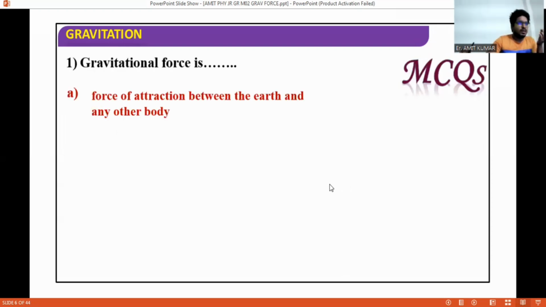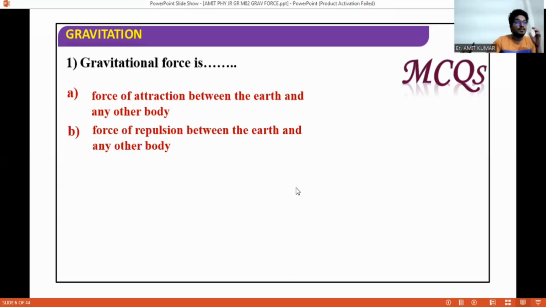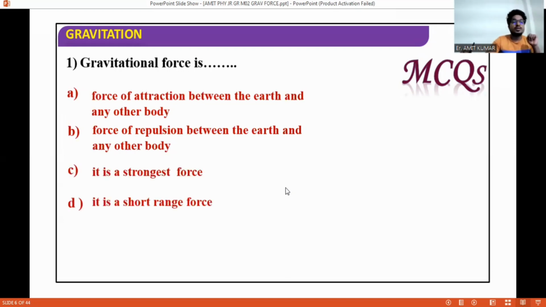Option 1, force of attraction between the earth and any other bodies. Option 2, force of repulsion between the earth and any other bodies. Option 3, it is the strongest force. And option 4, it is a short range force. Don't make a mistake in solving this question. I want the correct answer. I've already discussed all of this. This is a very easy question for you now. It's a force of attraction between the earth and any other body.